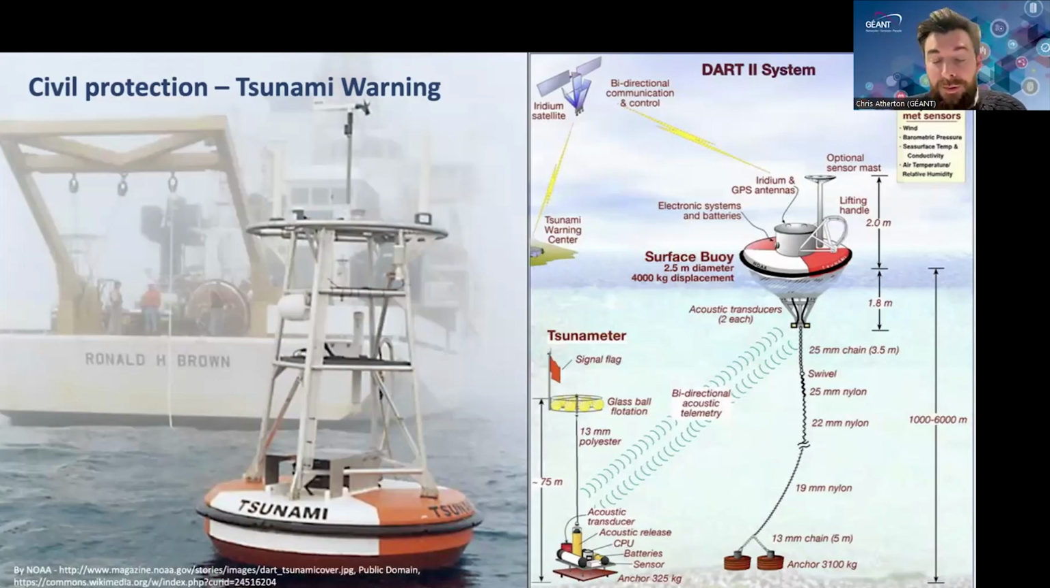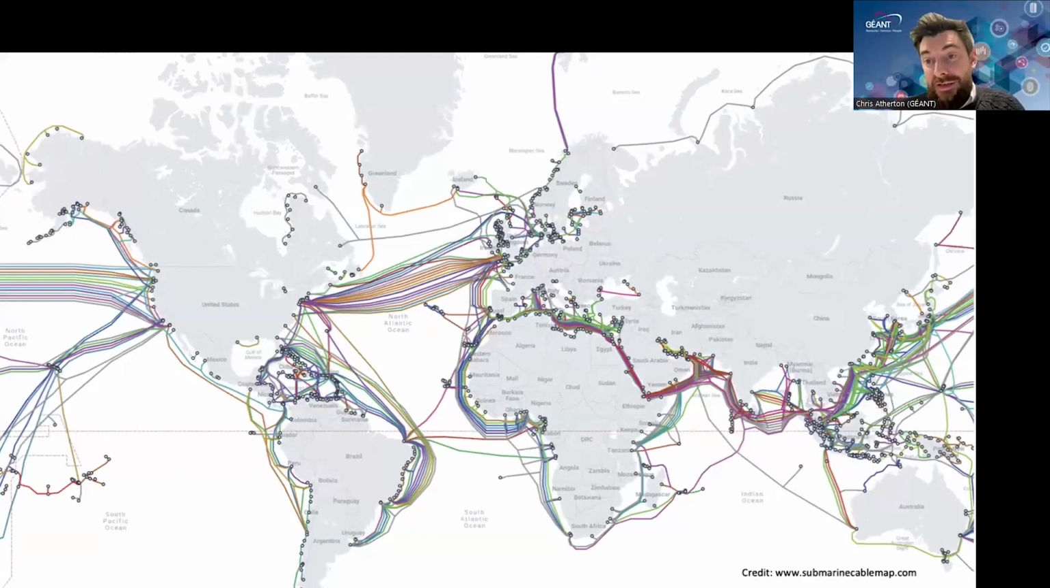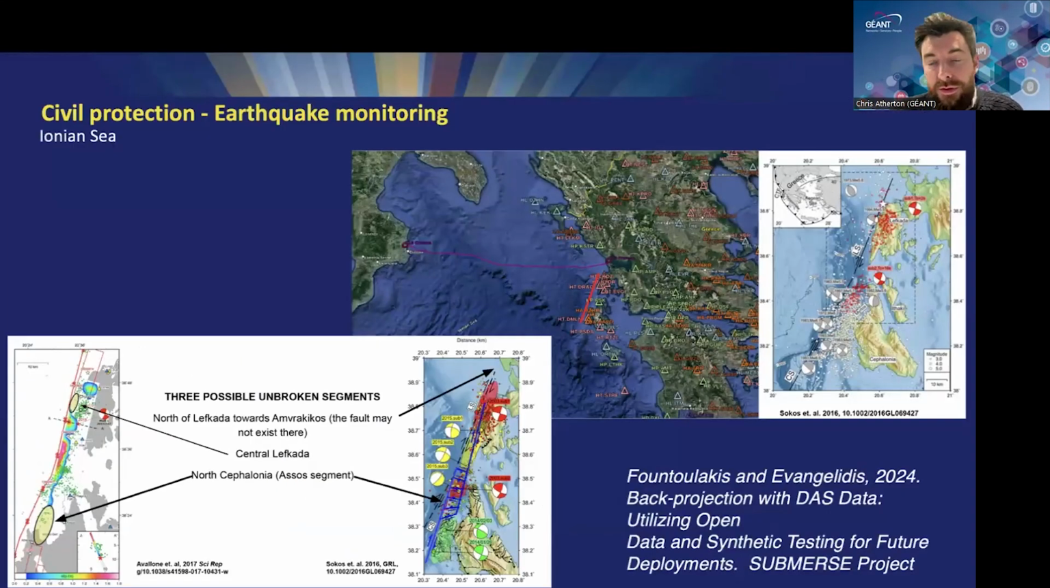What is in place, though, that has a clear global footprint is the submarine telecoms cables that we've got access to. So it's not just the cables on land which can be used for monitoring, it's the submarine cables that can be used for monitoring the Earth and its functions as well. With that is obviously earthquake monitoring.